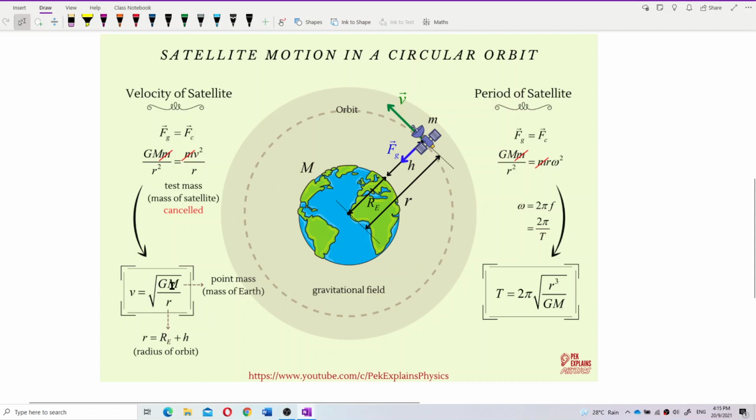The M here is the mass of the Earth. It's not the mass of the satellite, because the mass of the satellite has already been cancelled. So the mass of Earth is the point mass, and r is the radius of orbit. Because the orbit is very far from the surface, it has an altitude. So the r here is the radius of Earth plus the altitude. Remember that. So this is the formula.